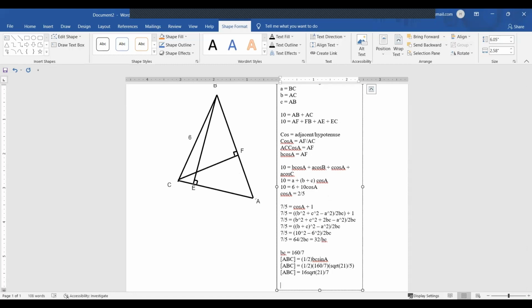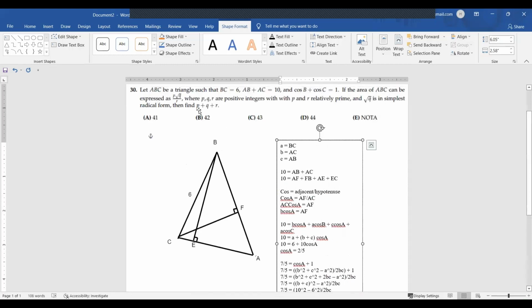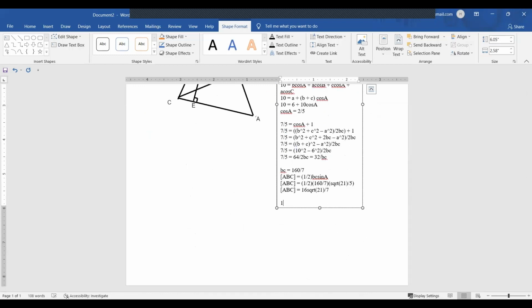And so this isn't the answer. It's asking us to find P plus Q plus R. So we're going to have 16 plus 21 plus 7, which is 44, which is D.